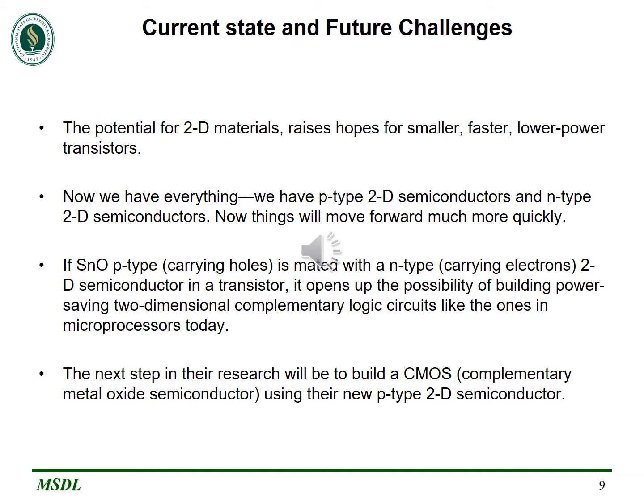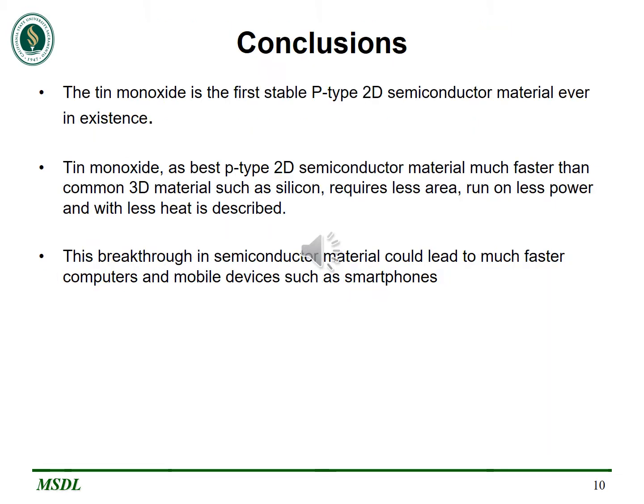From the above discussion, we can conclude that tin monoxide is the first stable p-type 2D semiconductor material ever in existence. Tin monoxide is the best p-type 2D semiconductor material, which is much faster than common 3D materials such as silicon. It requires less area, runs on less power and dissipates less heat. This breakthrough in semiconductor material could lead to much faster computers and mobile devices such as smartphones.